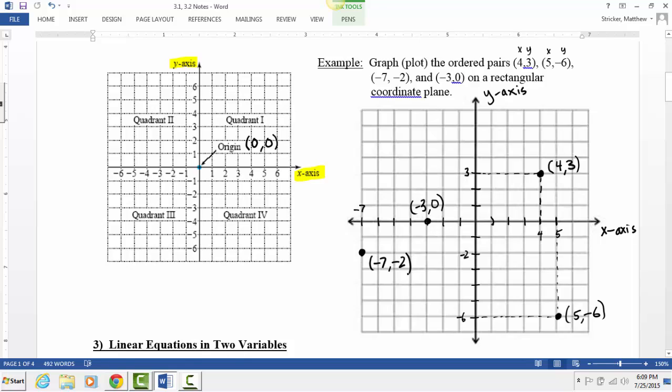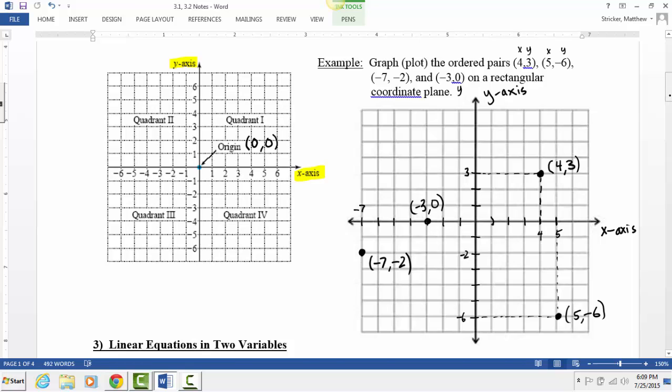Alright, welcome back. We now have the other 2 points listed on here. We have negative 7, negative 2, which is right here. Then we have negative 3, 0. Notice with negative 3, 0, the y value is 0, which means it's not above the x-axis, it's not below the x-axis, it's right on the x-axis because the y value is 0.